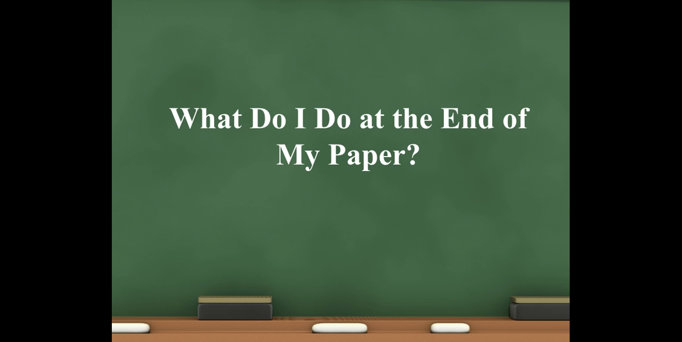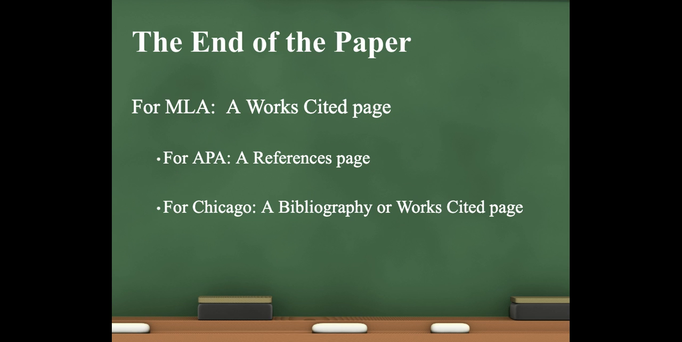So what do I do at the end of my paper? At the end of your paper, for MLA, you use a works cited page. This is where people get tripped up, where they think that for APA you're going to use a works cited page, but you're actually going to use a reference page. And for Chicago, you use a bibliography or a works cited page.